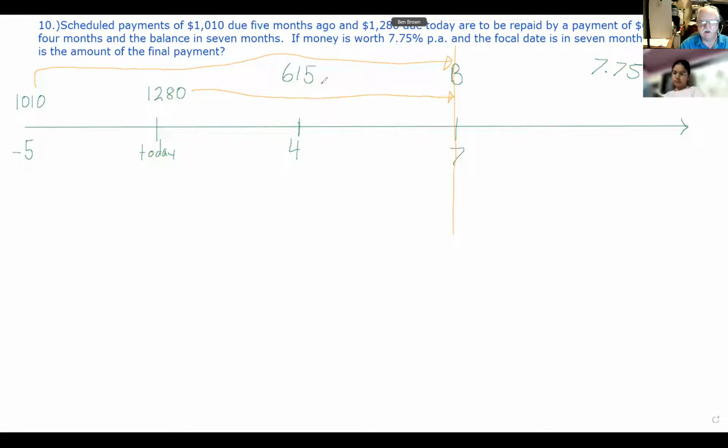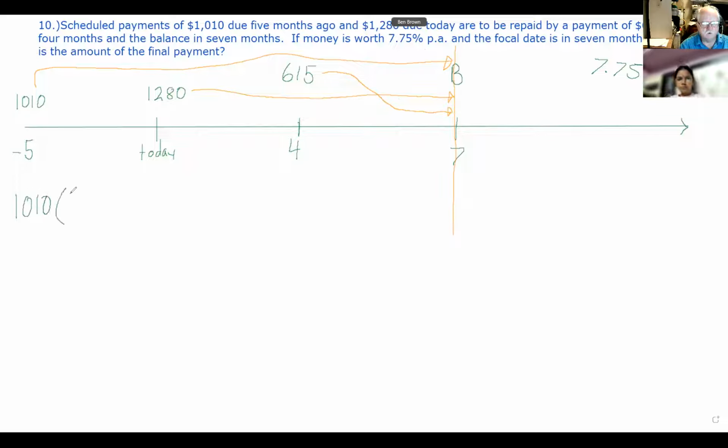And then we've got to add those two together because that's the amount of money we owe. Then this has to go forward to the focal date. But we can take it away, and what's left over should be the amount that we're owing there. So let's see if we can do that.